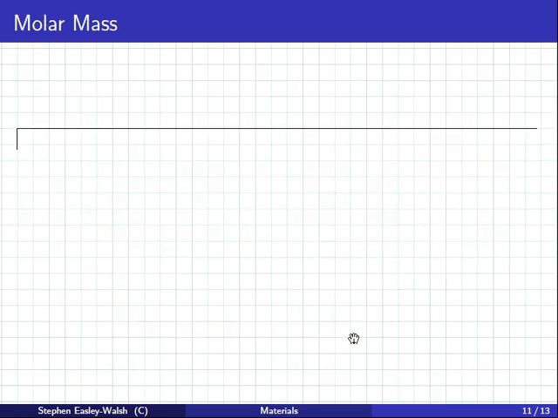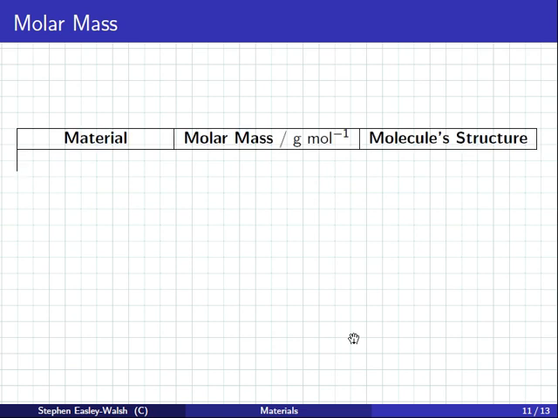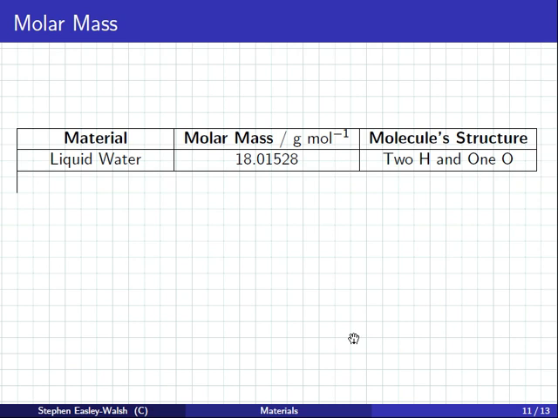Right. Some molar masses you'll need. And the structure. So liquid water, you know the structure. It's 2 hydrogen and 1 oxygen. And the molar mass is 18. Now you might need to know that for some of the questions, so you probably should write this table down.